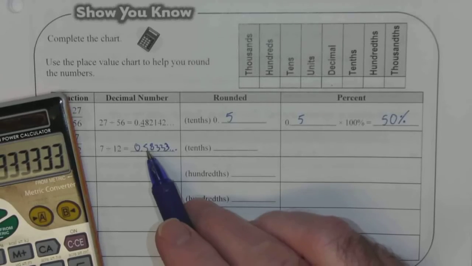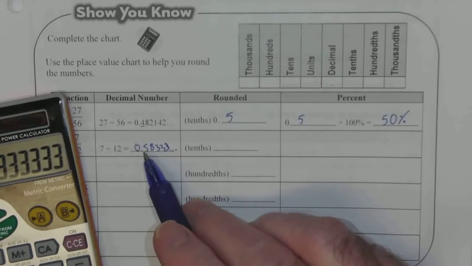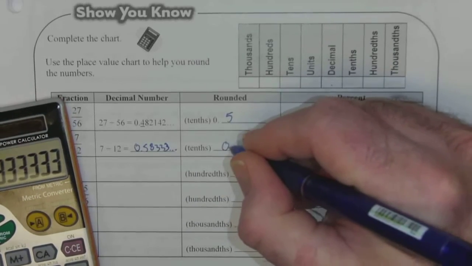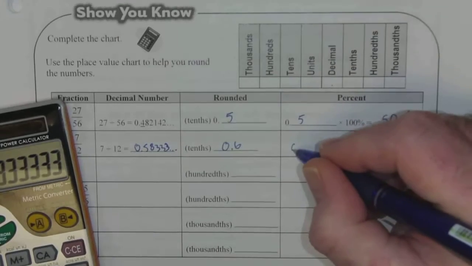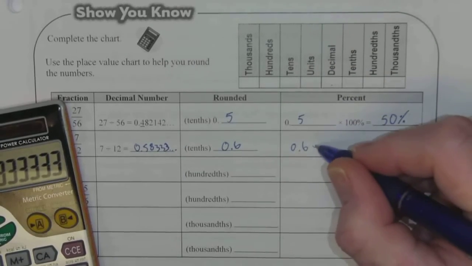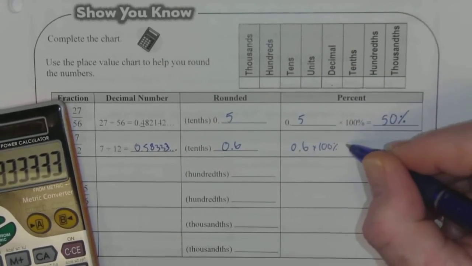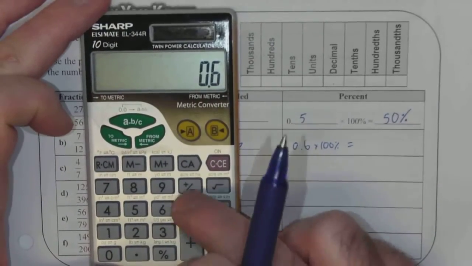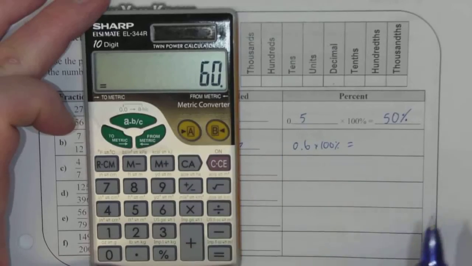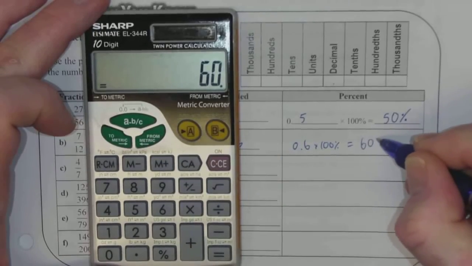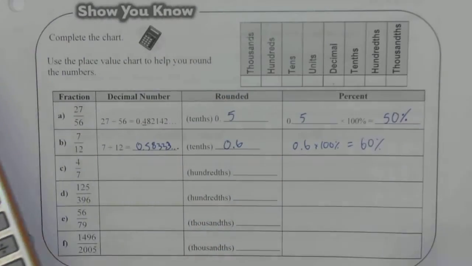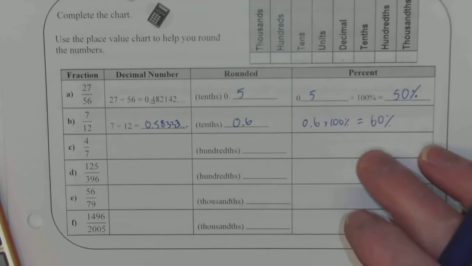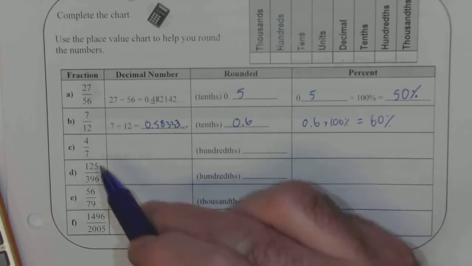So we look at the second one, which is an 8. So that means we're going to raise the 5 to a 6. So it becomes 0.6. Again, 0.6 times 100%. And when you do that, 0.6 times 100 equals 60%. Next question. Same exact process on all of these.